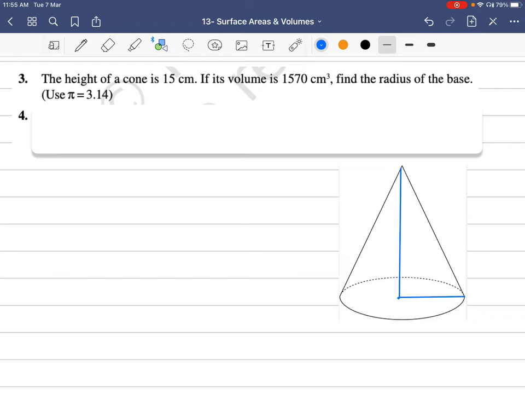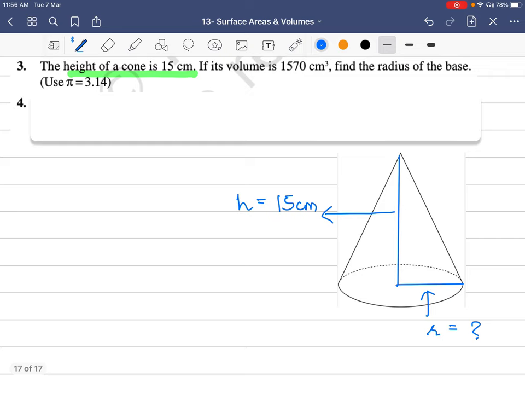Height is given to us, so let me use the highlighter. The height of the cone is going to be 15 centimeter. So let's put that down. This is h, let's use a small h. So h is equal to 15 centimeter, and the volume is given to be 1570 centimeter cube. You have to find the radius, so let me write radius is equal to question mark.